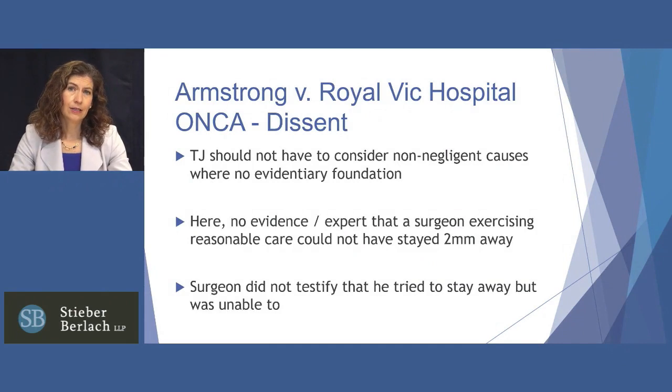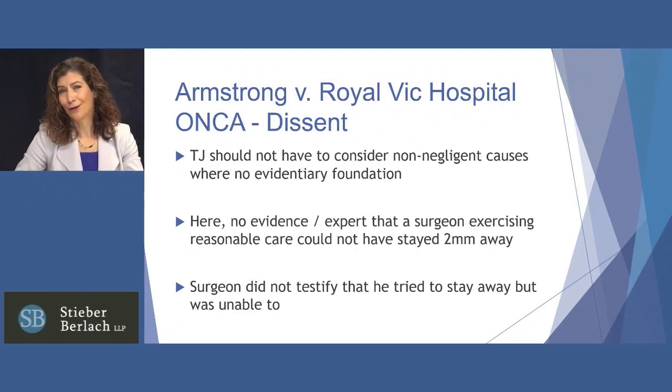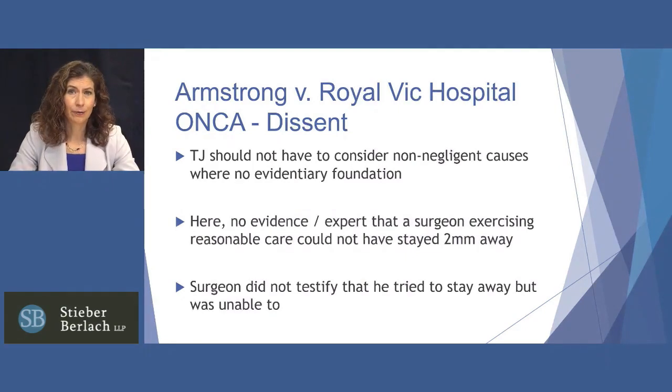So in dissent, Justice Van Rensburg gave quite a lengthy and detailed dissent, and she said a trial judge should not have to consider all possible non-negligent causes of the injury, particularly where none of the parties are advancing that kind of argument. And just to let you know, some of the arguments that were raised in oral argument at the Court of Appeal were, what if, for example, there was an earthquake during surgery, and maybe that was the reason that the surgeon got too close to the ureter with the ligature. I mean, that would be a non-negligent cause.